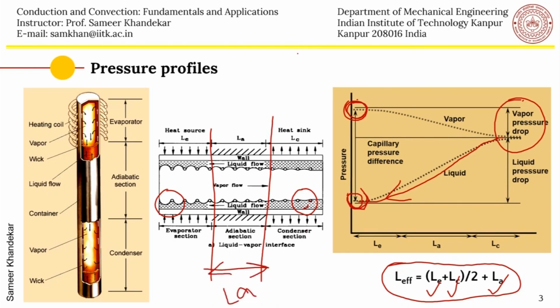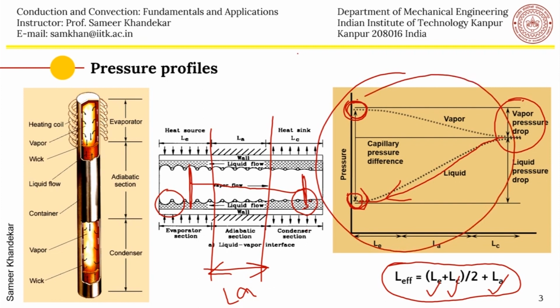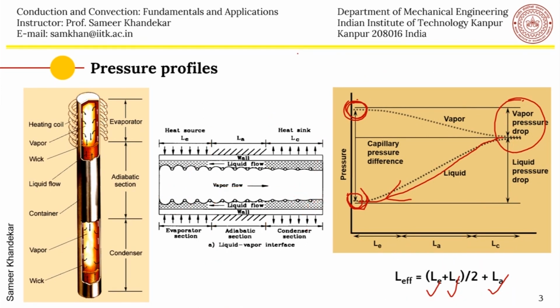So on an average, the vapor will travel this distance: half the evaporator, half the condenser, and the entire length of the evaporator section. So this is the effective length. The pressure profile which you see here is a standard heat pipe pressure profile, and you should remember this pressure profile.